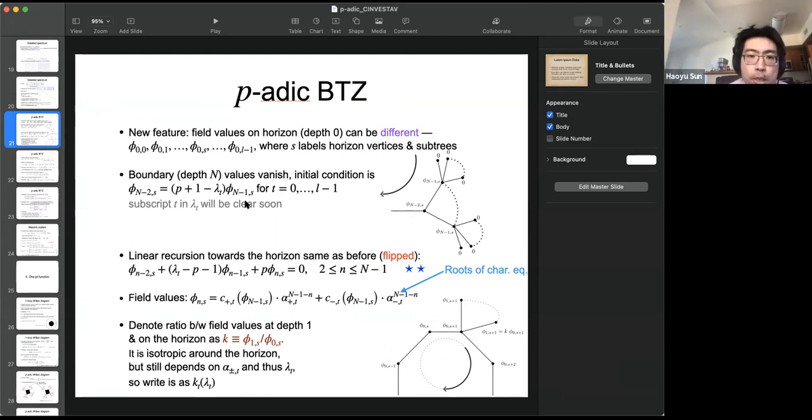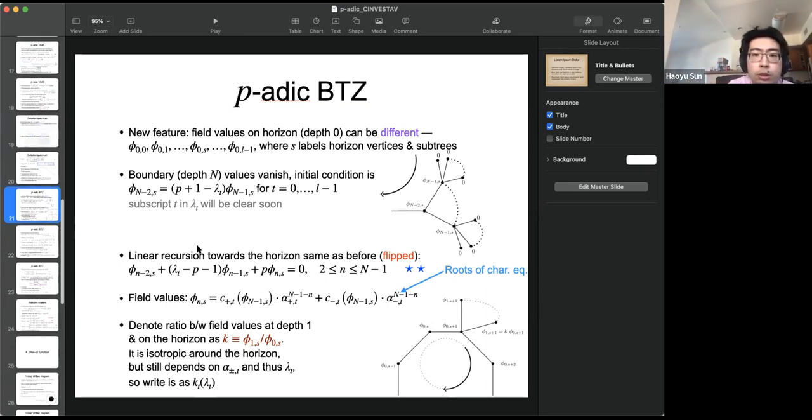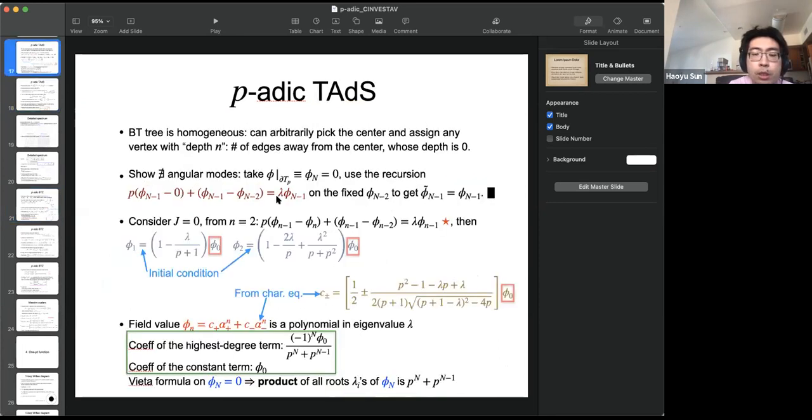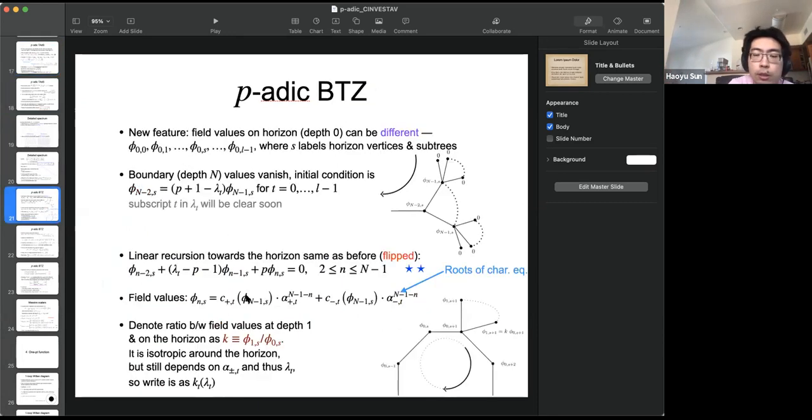Here there is a subscript T, which will become clear soon. So now we do the linear recursion from the boundary towards the horizon, so from the outside to inside, same as before. So this is the same recursion relation we have encountered here, but only in the reverse direction.